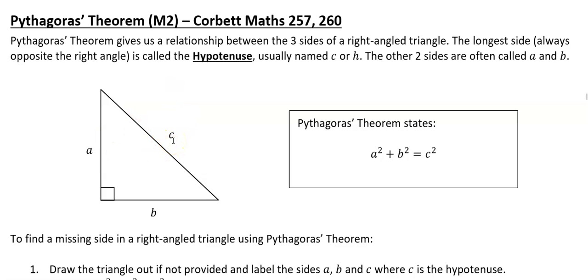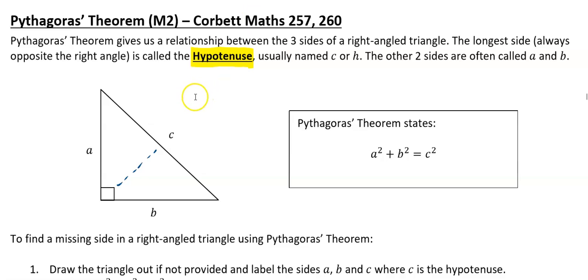hypotenuse. Now the hypotenuse is the longest side in a right angle triangle, so highlight this word hypotenuse. It is the longest side in a right angle triangle. Very easy to spot, as the longest side, the hypotenuse, is always opposite the right angle. Okay, so to find the missing side, I always start with the hypotenuse. Hypotenuse squared is equal to, and then we go from here.